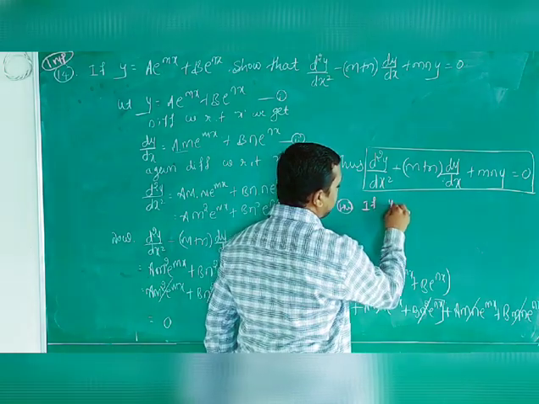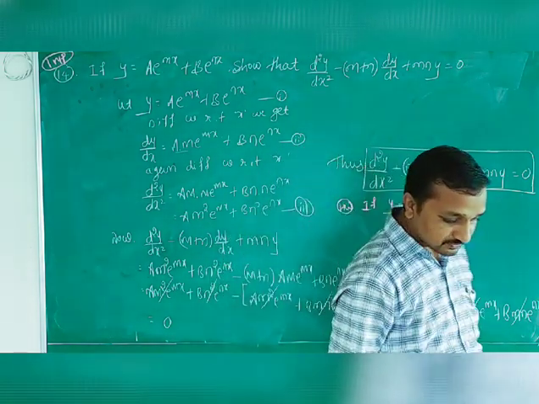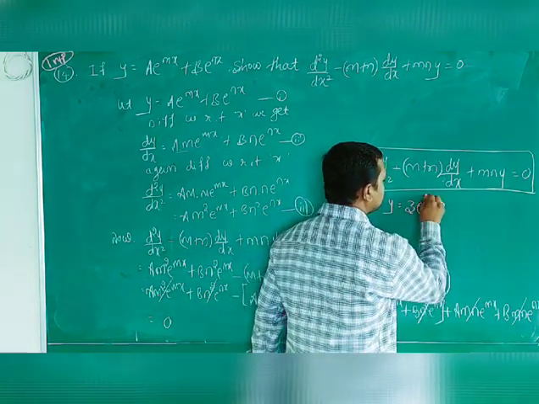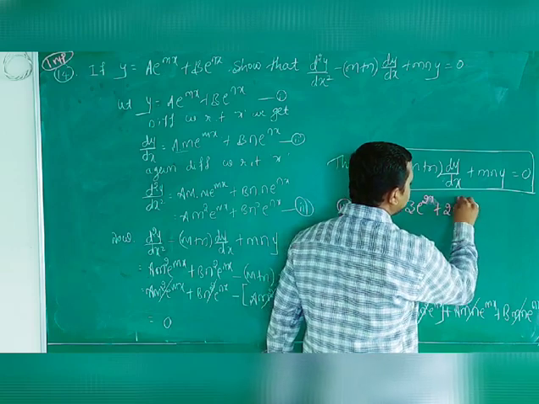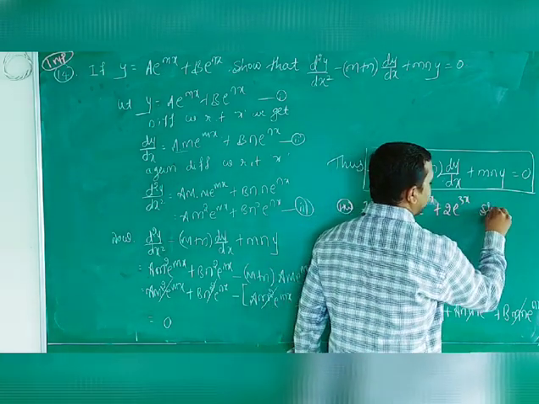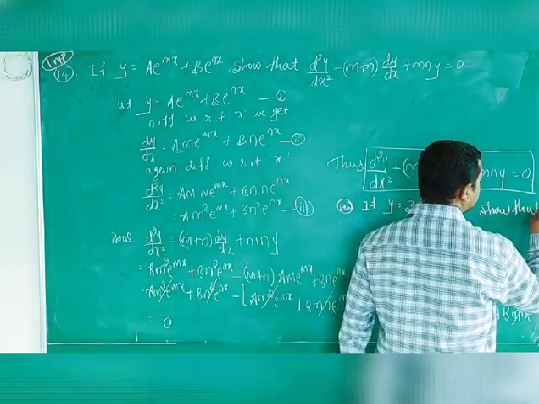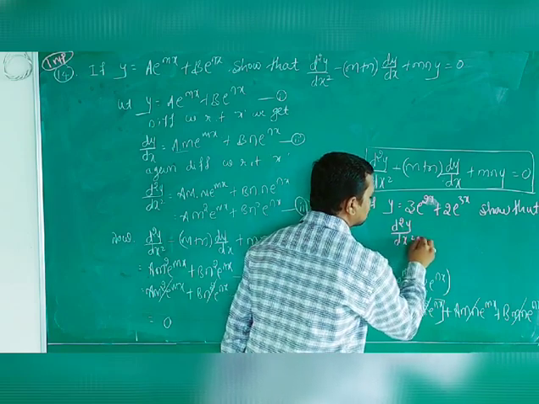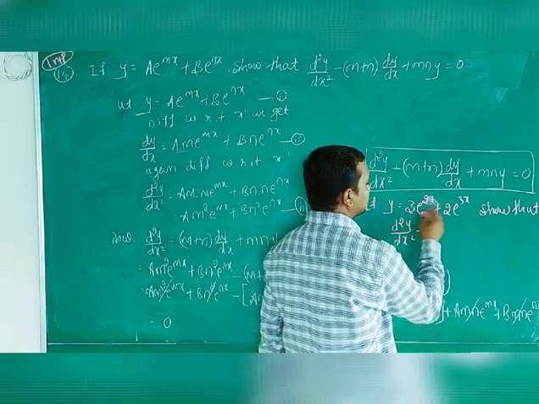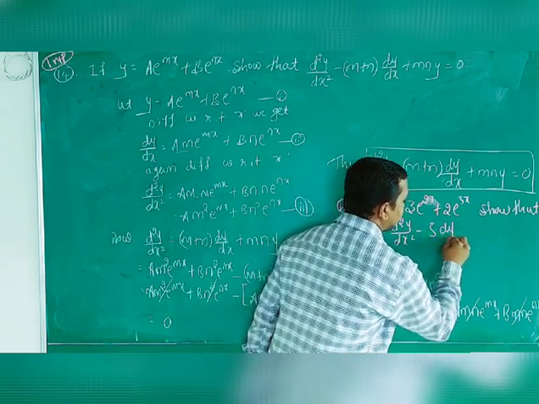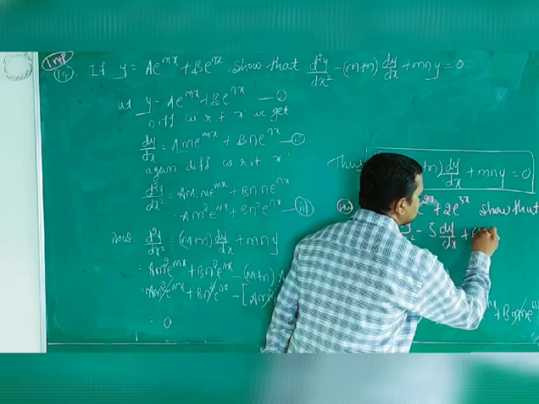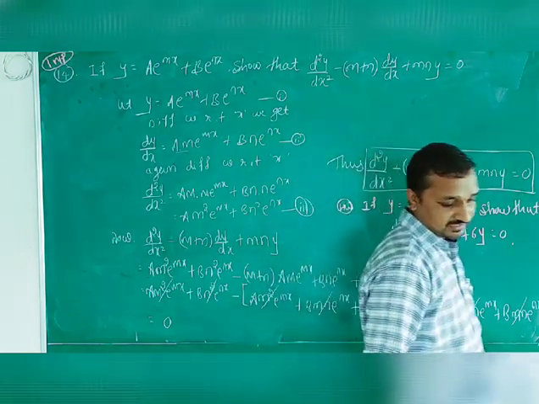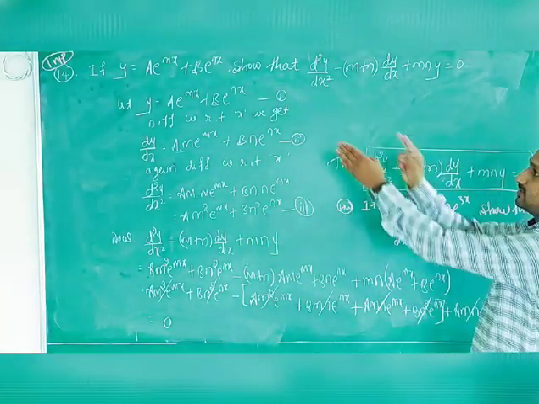If y is equal to 3 into e raised to 2x plus 2 into e raised to 3x, then show that d2y divided by dx2 minus (m plus n, that is 3 plus 2 is 5) into dy by dx plus 6 into y is equal to 0. Is that clear? So this is the same example as that example.